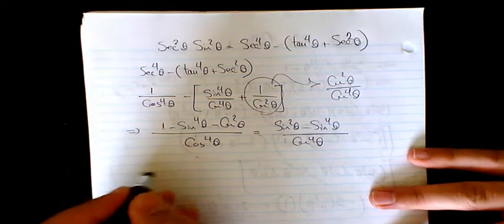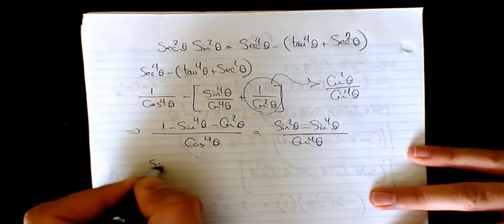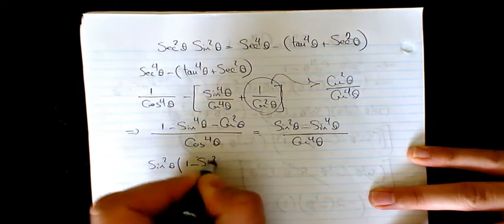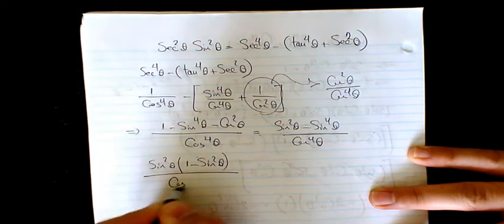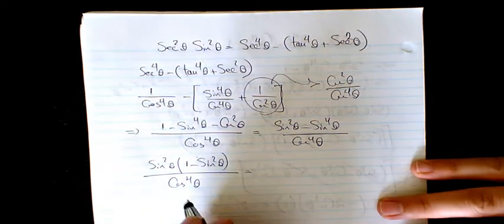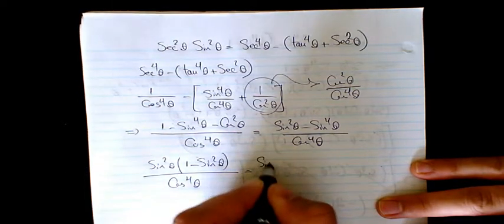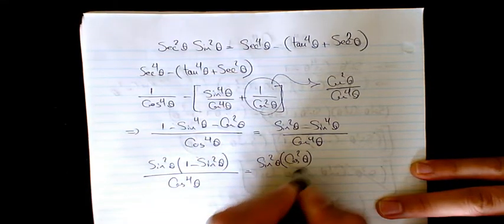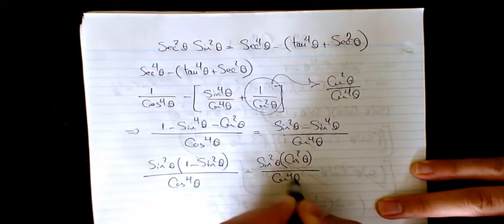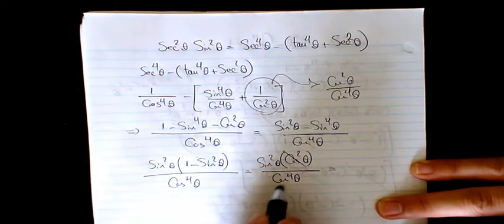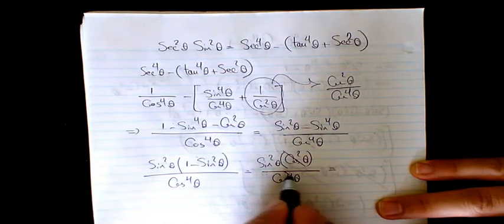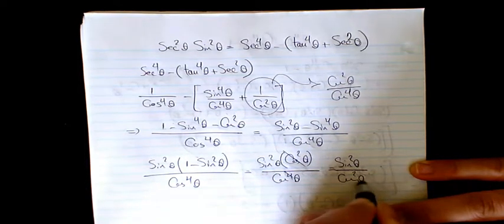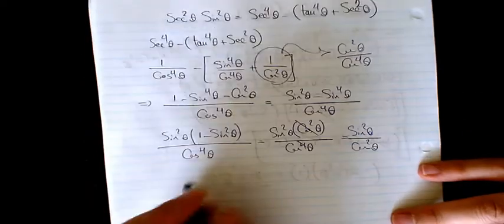So here I factor sine squared theta. So it will be 1 minus sine squared theta divided by cosine to the power of 4 theta. So then it will be sine squared theta, and 1 minus sine squared theta will be cosine squared theta, and here I have cosine to the power of 4 theta. Then I cancel this one, and the 4 here becomes 2, so it will be sine squared theta divided by cosine to the power of 2 theta.